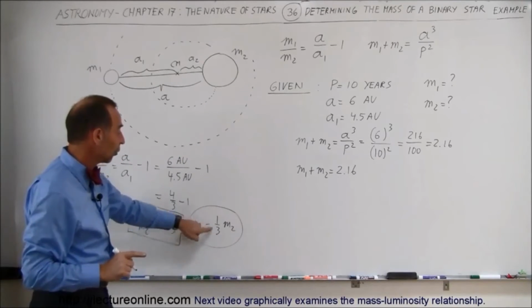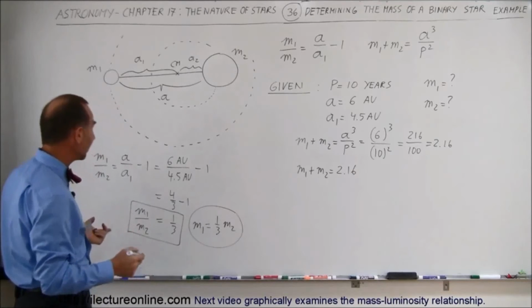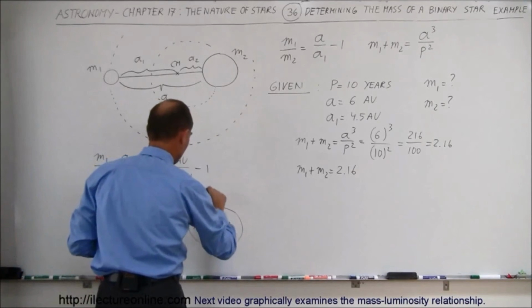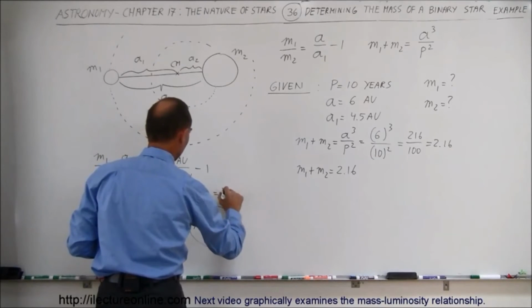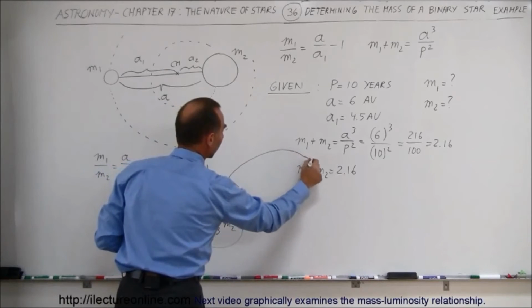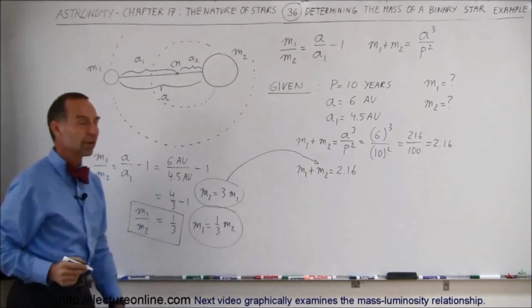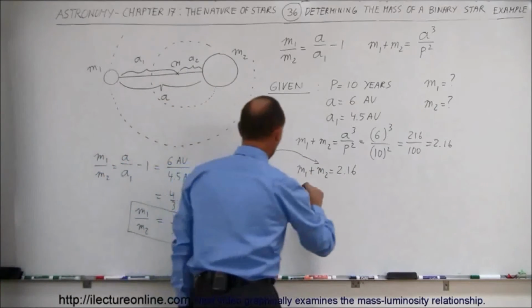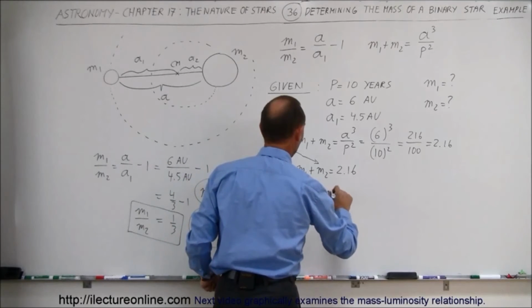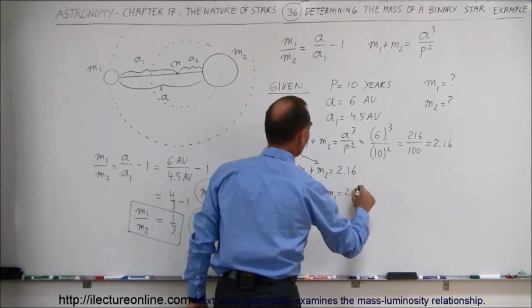We're going to say m1 is 1/3 m2, or we can write that m2 is 3 times m1. That's probably easier to do. So from here we can say that m2 is equal to 3 times m1. And let's substitute that in, right there. Okay, doing that, we have m1 plus m2, which is 3 times m1, is equal to 2.16.